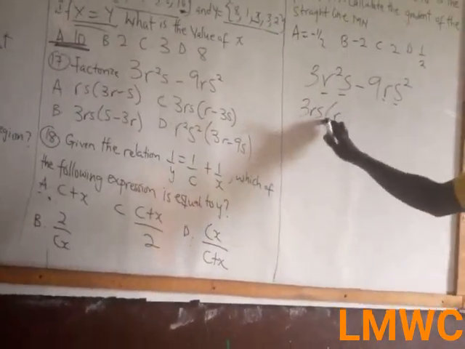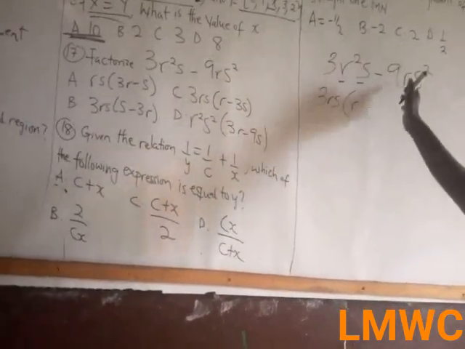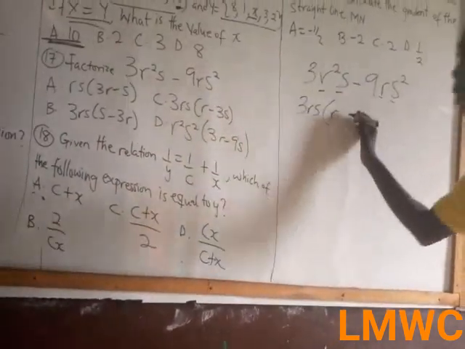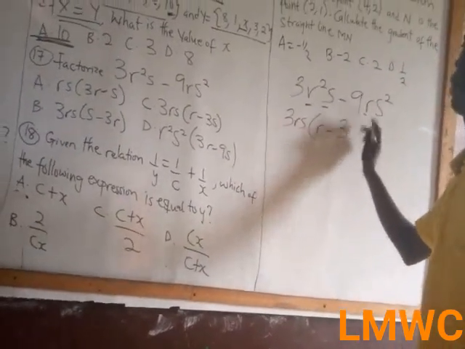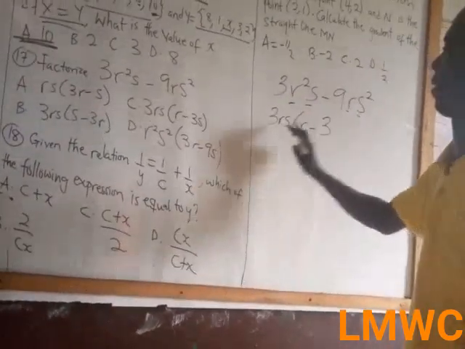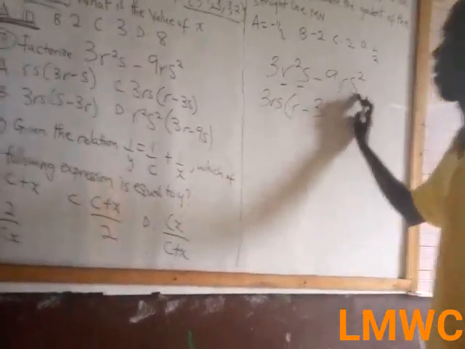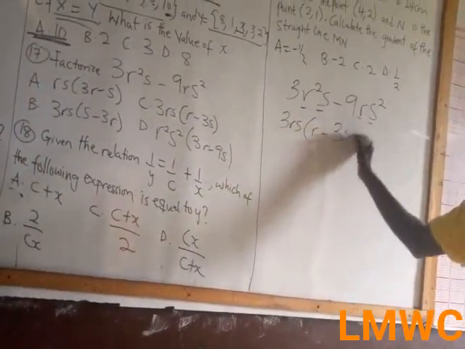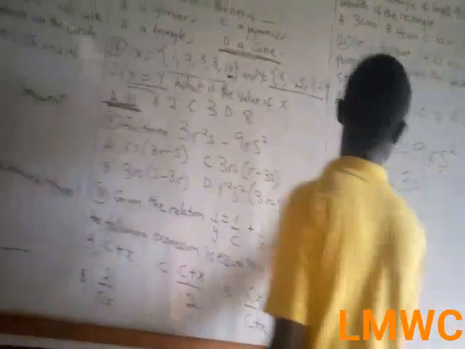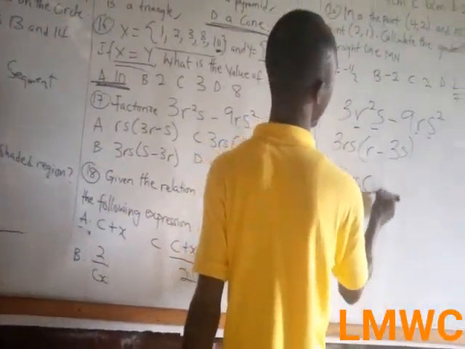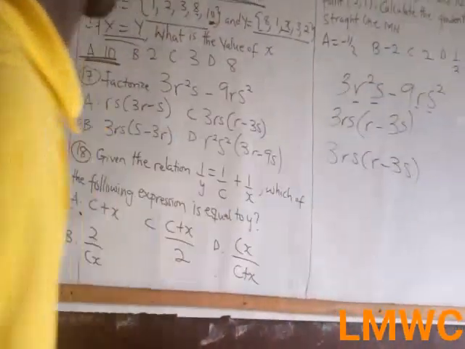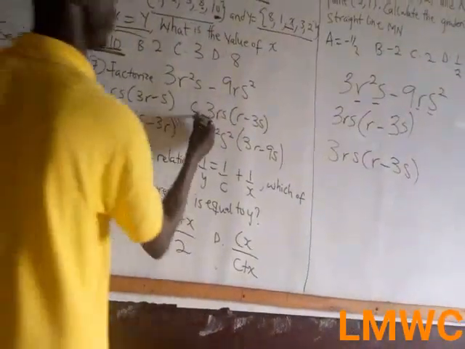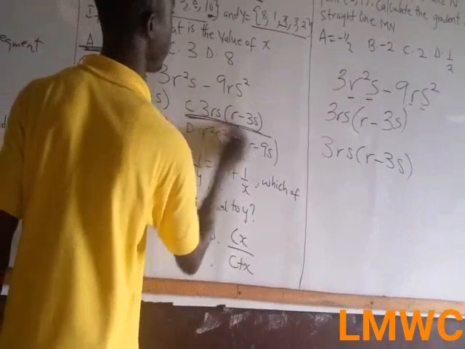So rs is common, and also 3 goes into 9. Minus, 3 goes into 9 how many times? 3. R is 1 here, it's already here. So s is left with what? 1. So we have 3rs, r minus 3s. So our answer, we have C.